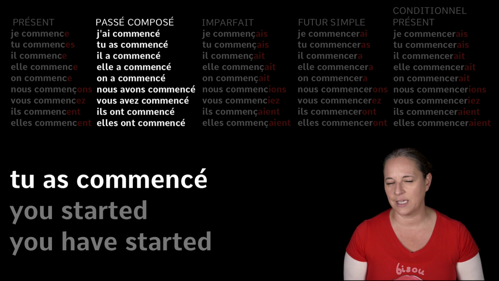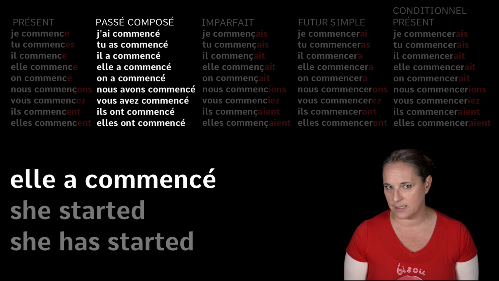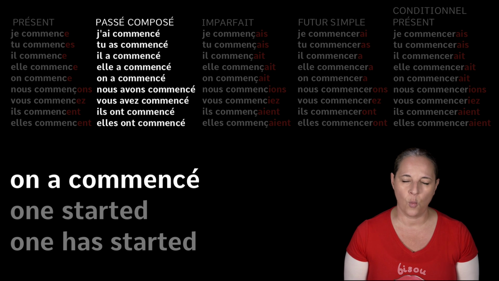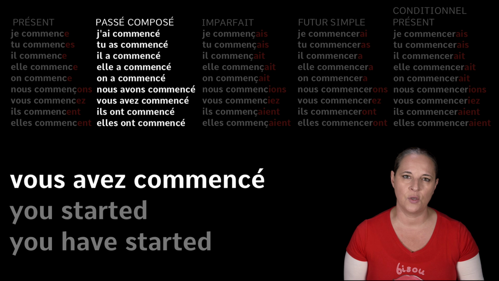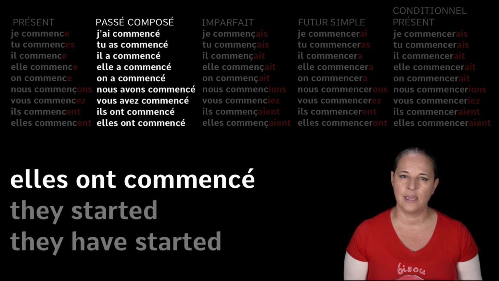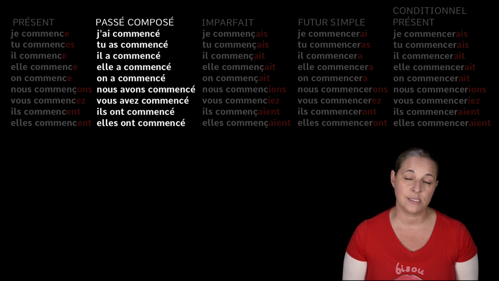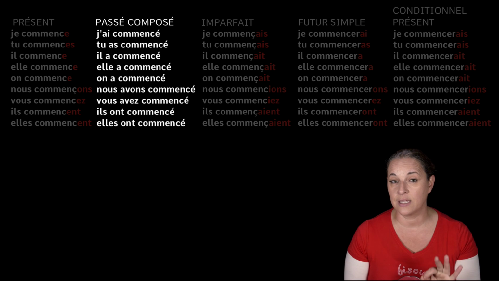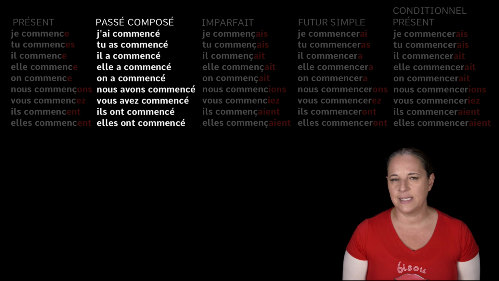Tu as commencé. You have started. Il a commencé. He has started. Elle a commencé. She has started. On a commencé. One has started. Nous avons commencé. We have started. Vous avez commencé. You have started. Ils ont, elles ont commencé. They have started. The "z" sound here is because the pronouns end with an S and the auxiliary begins with a vowel. So you need to make the liaison. So this is the verb commencer.